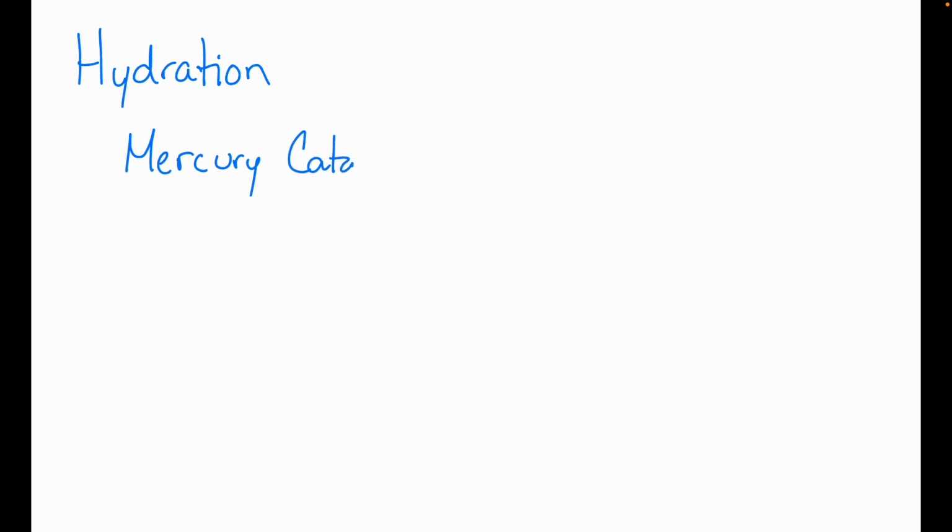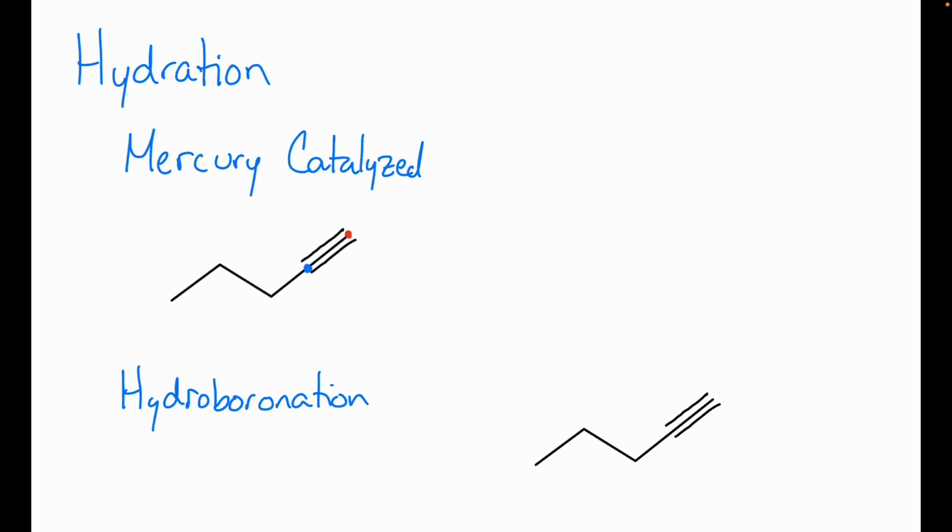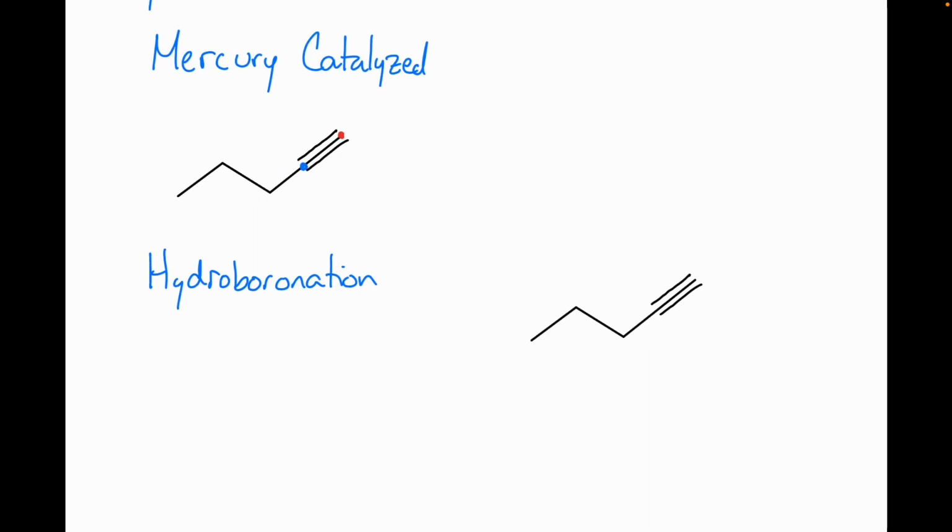We also talked about the hydration of alkynes, rather. The first was mercury catalyzed. The second was a hydroboration. All right, so let's take a second and tell me what the products of these reactions would be.